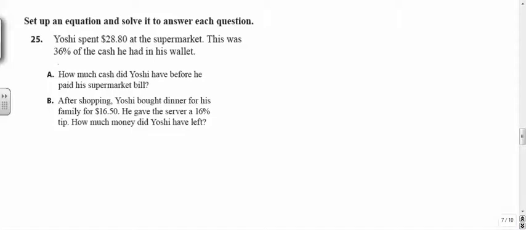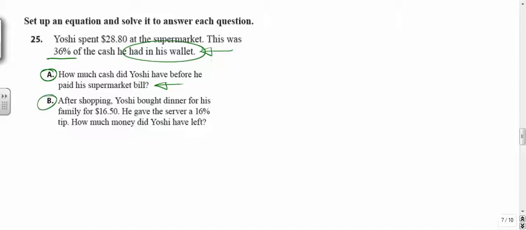Problem number 25 from your books, right? Yoshi spent $28.8 at the supermarket. This was 36% of the cash he had in his wallet. First question. How much cash did Yoshi have before he paid his supermarket bill? So that will be the first thing you have to look for, and basically that's how much cash he had in his wallet.